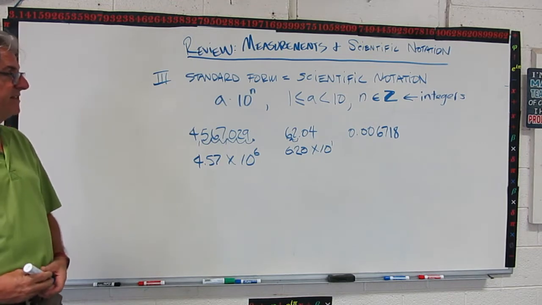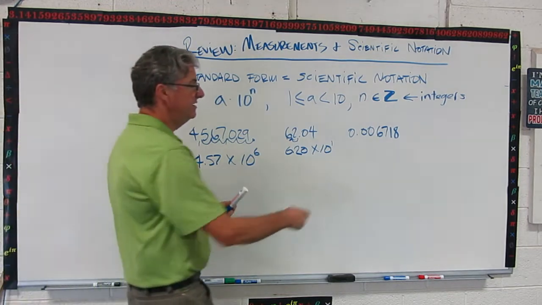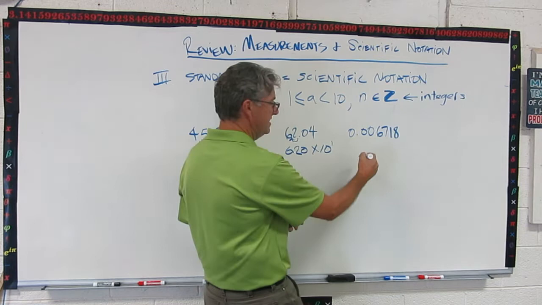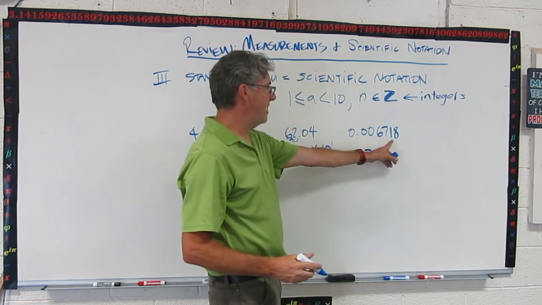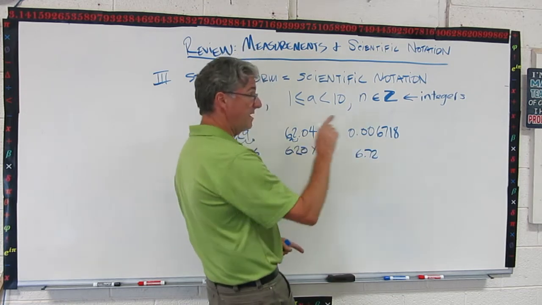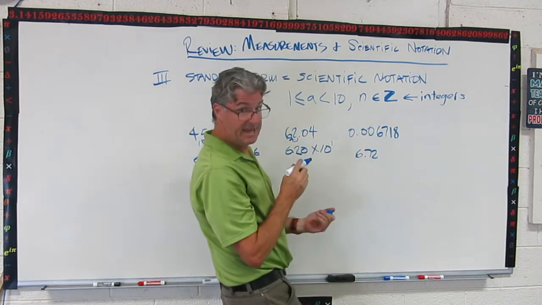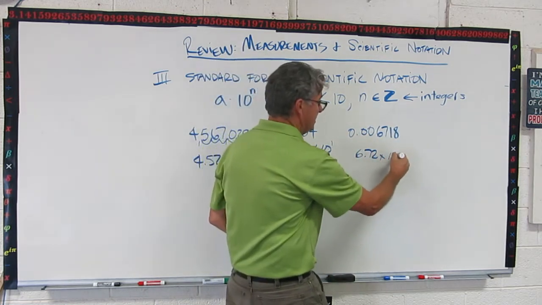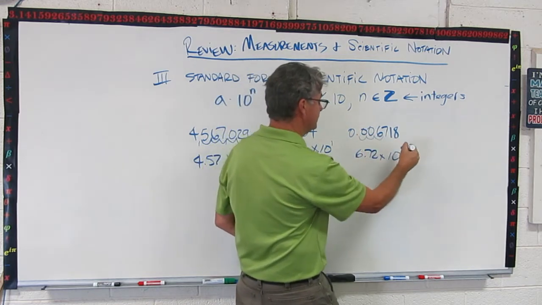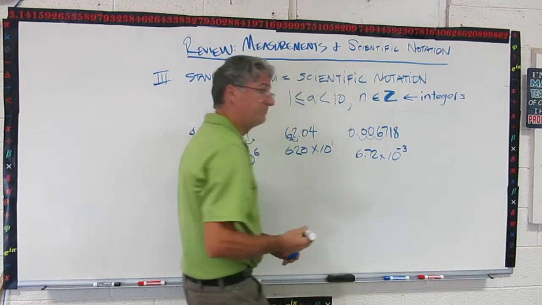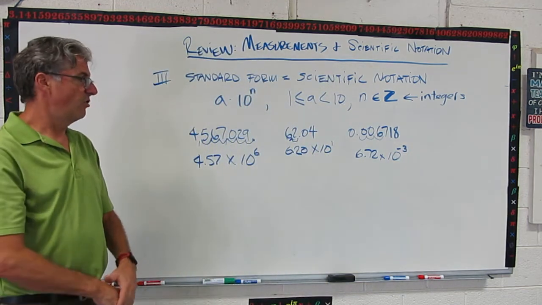Okay? Now this last one, we're going to go the other way. Let's take a look. What are my sig figs going to be? It's going to be 6.72, because that 8 is going to round the 1 up to a 2. And now I'm moving my decimal place to the right, so it's going to be a negative number for my times 10 to the n. And it's going to go 1, 2, 3 places, so that's -3. Okay? So that's our rounding.